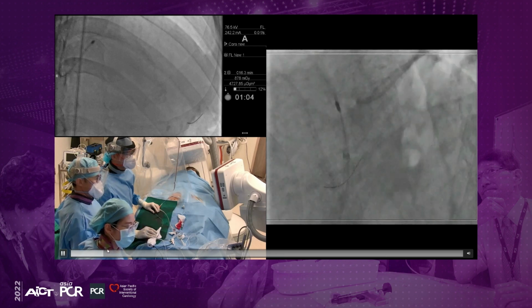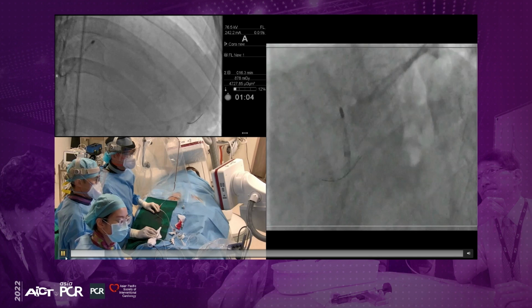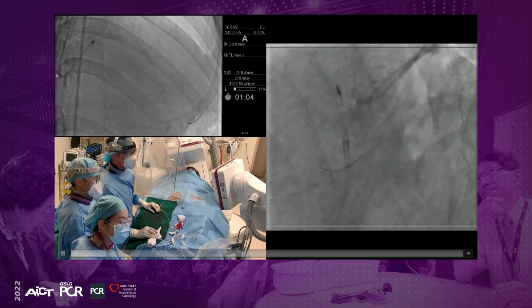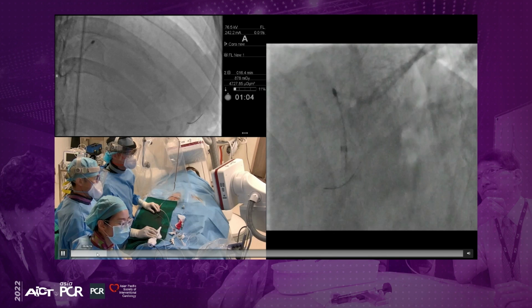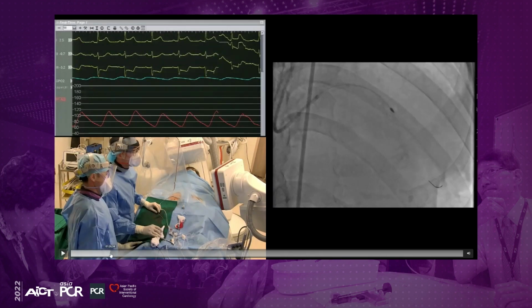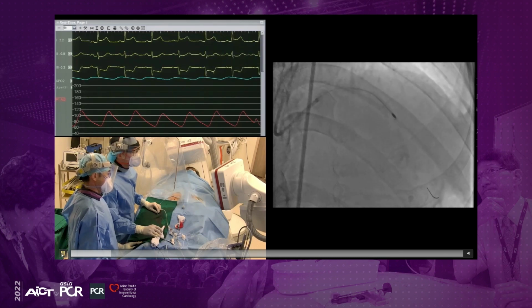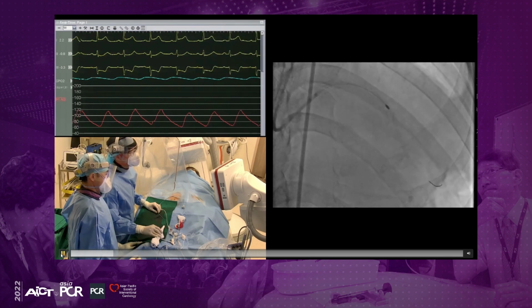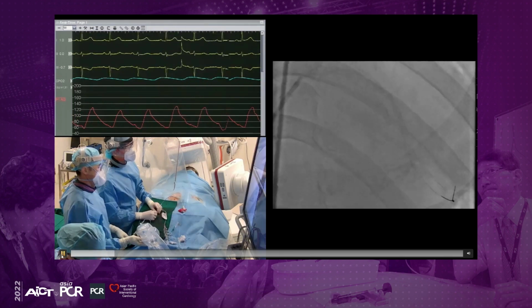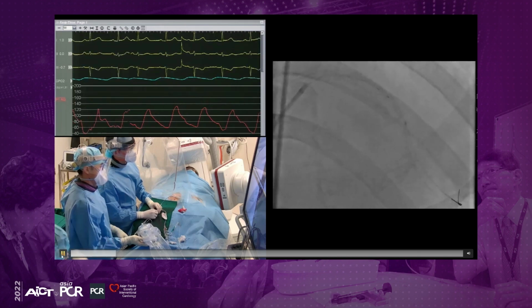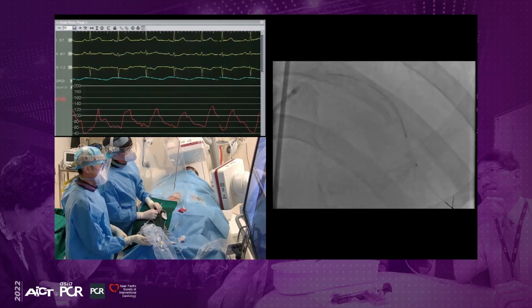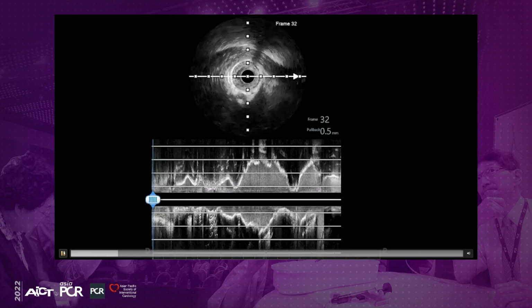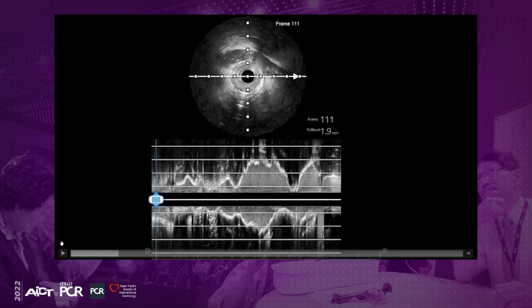So after several passes, we managed to cross it. Let's just try and forward a little. Okay, what I'd like to highlight here is that you can look at the ECG. The patient developed marked ST depressions with the use of rotablation. That is something to be expected, I think, with rotablation because of the issue of distal embolization. And the operators would have to be prepared to intervene if necessary if the patient develops hemodynamic instability.